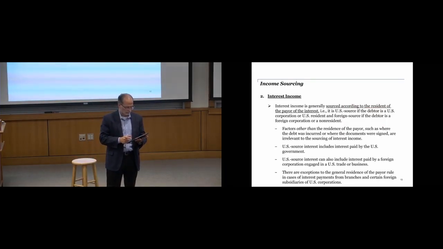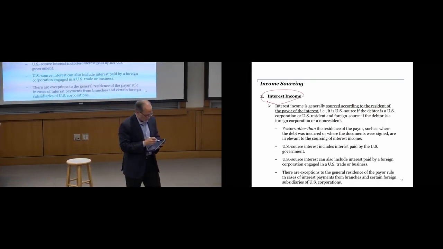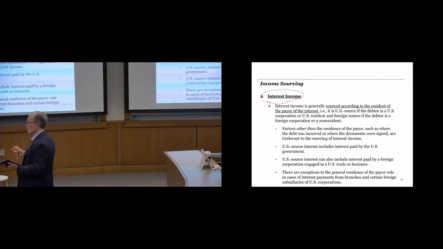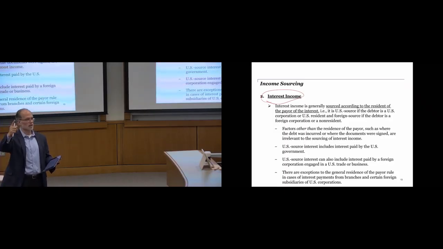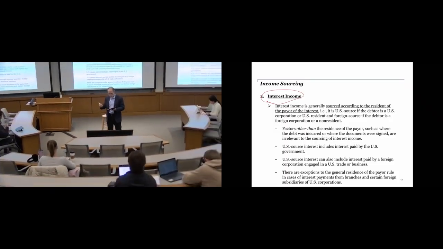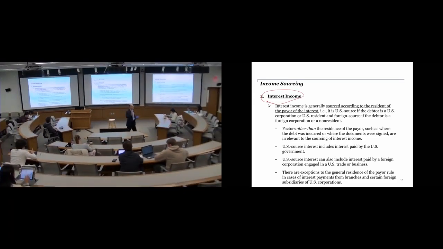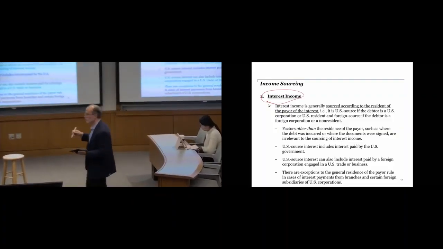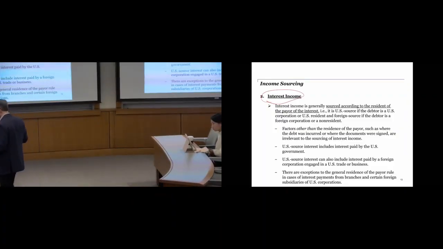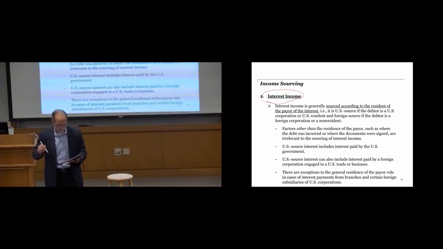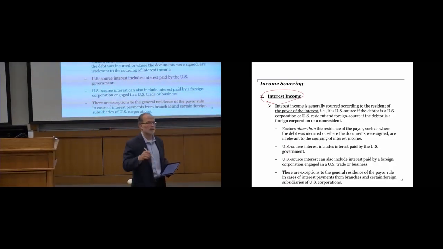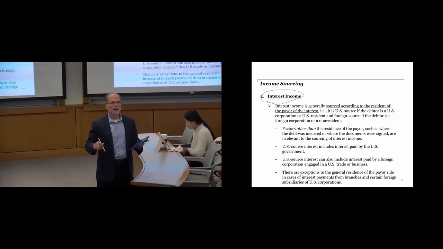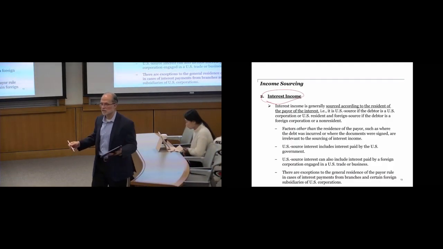So let's start off. We're going to talk about interest income. So if we get through all the facts and we say, okay, the item of income we're dealing with is interest. Interest income is sourced according to the residence of the payor of the interest, i.e. it is U.S. source if the debtor is a U.S. corporation or a U.S. resident, and it is non-U.S., i.e. foreign source if the debtor is a foreign corporation or non-resident. Okay? So we just simply look at where the debtor is tax resident. That's going to tell you whether they're paying U.S.